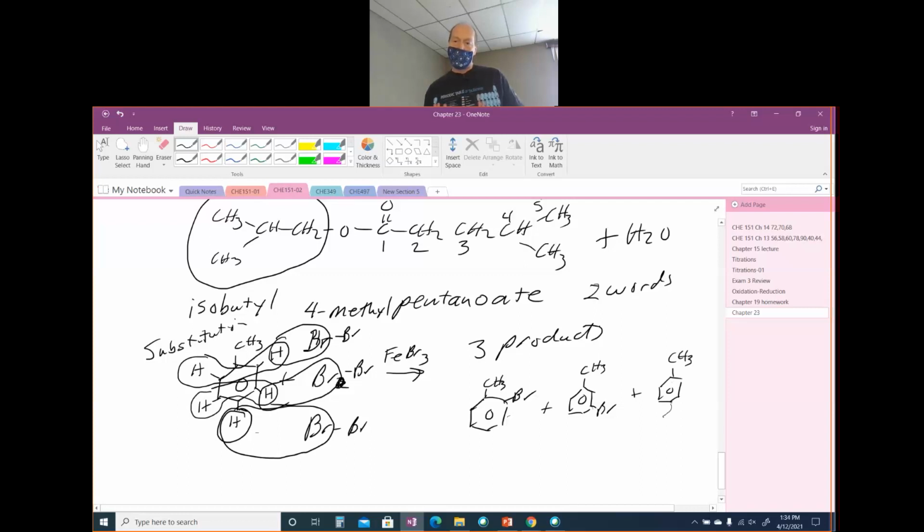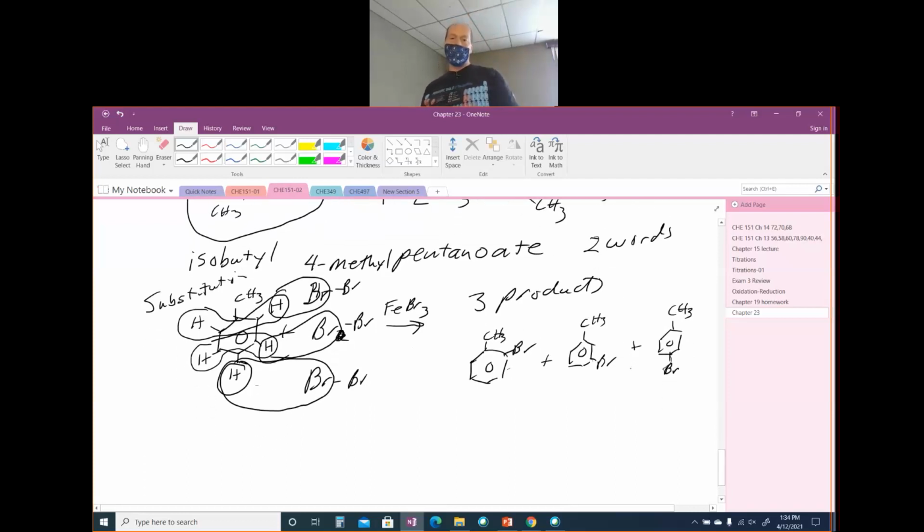And when you take organic chemistry, you will find that when you do this reaction, your major products are going to be ortho and para, and the minor product is going to be the meta, but we don't need to know that for this one. What we do need to know is that we get substituted products, and we have to be able to name them. All right, and so this is a bromomethylbenzene.